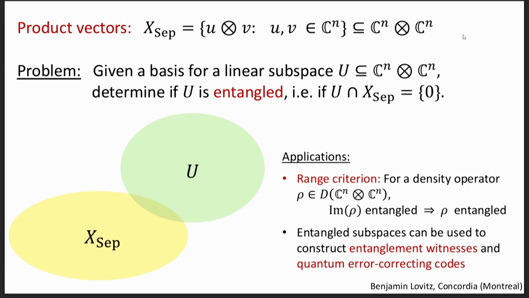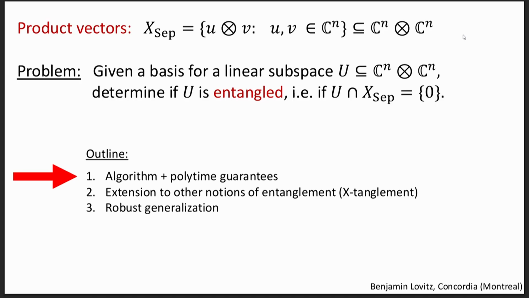These also can be used to construct entanglement witnesses and quantum error correcting codes. And they show up in other places too, like subadditivity of quantum channel capacities, which relates to these entangled subspaces. So today I'm going to be showing you an algorithm as well as polynomial time guarantees for that algorithm, a classical algorithm, and then extending to other notions of entanglement, so certifying that subspaces avoid other sets, which I call X-tanglement. And then I'll be talking about a robust generalization of this question.